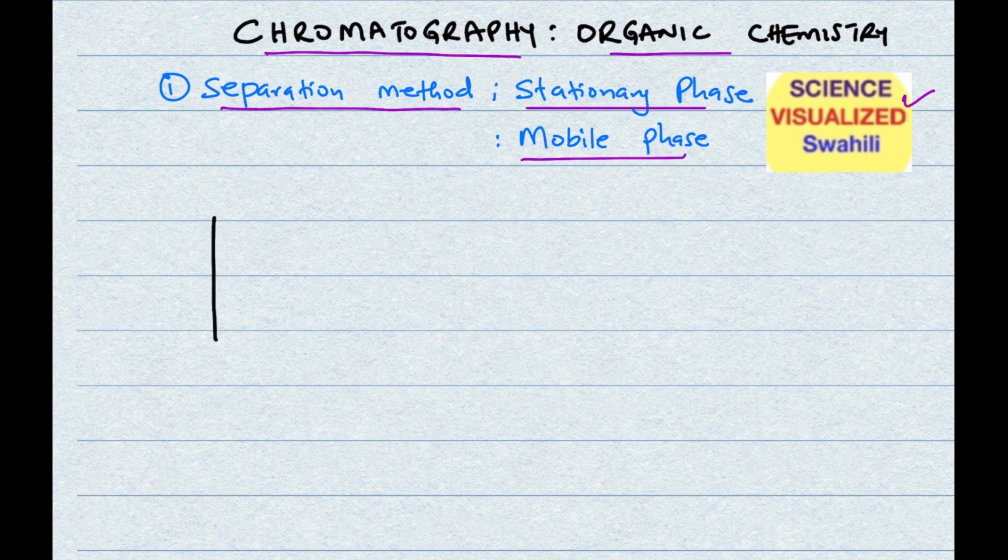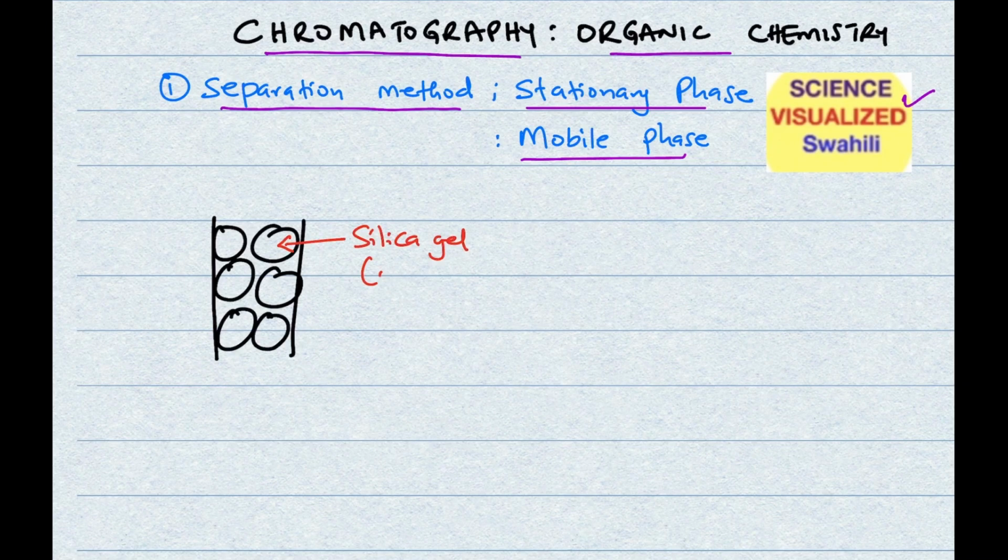So I will draw an example here of what we call column chromatography, and then it's packed with, say, silica gel or alumina. And that becomes the stationary phase. And then what happens is that you end up applying the mixture to be separated above the column. So that's the organic mixture.